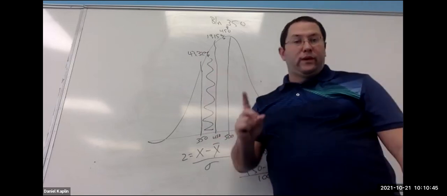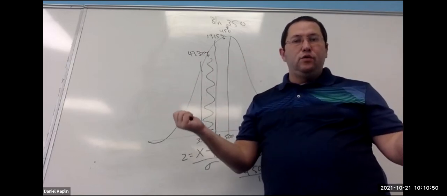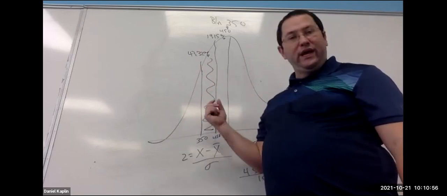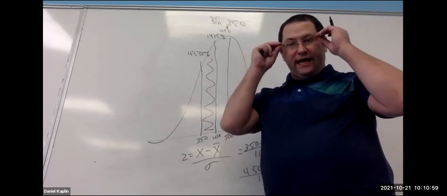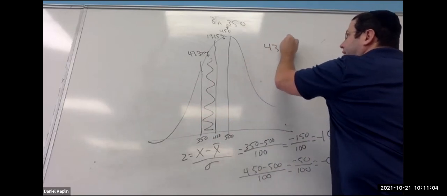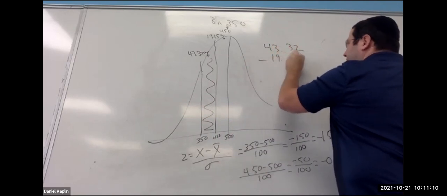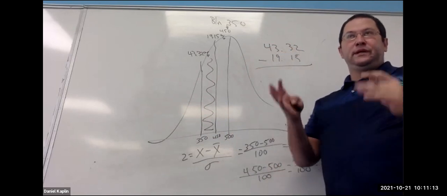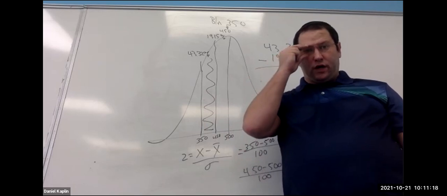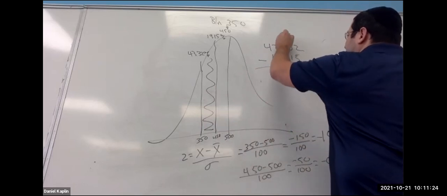So remember what I said on the first one. If your bell curve crosses the midline, you add. If you didn't cross the midline and you want to know between the two, you subtract the highest minus the lowest. So for this, we're going to do 43.32 minus 19.15. Again, the general rule is if we want to know between 2 points and it stays on one side of the bell curve, never crosses the midline, we subtract highest minus the lowest. So we're going to subtract that.